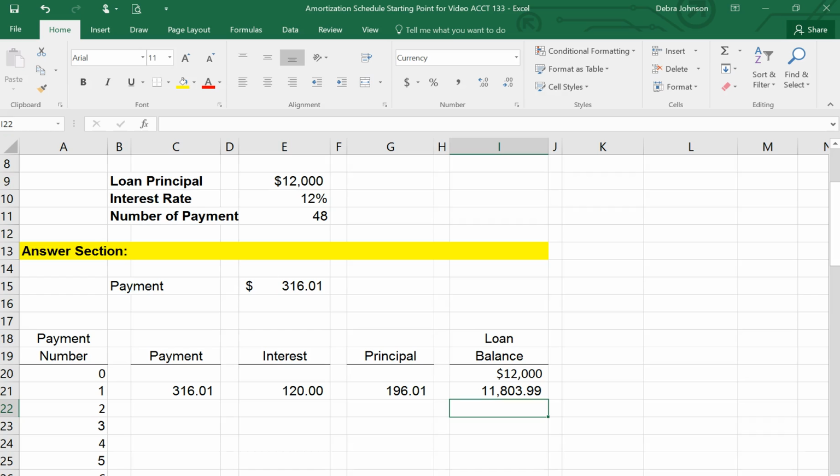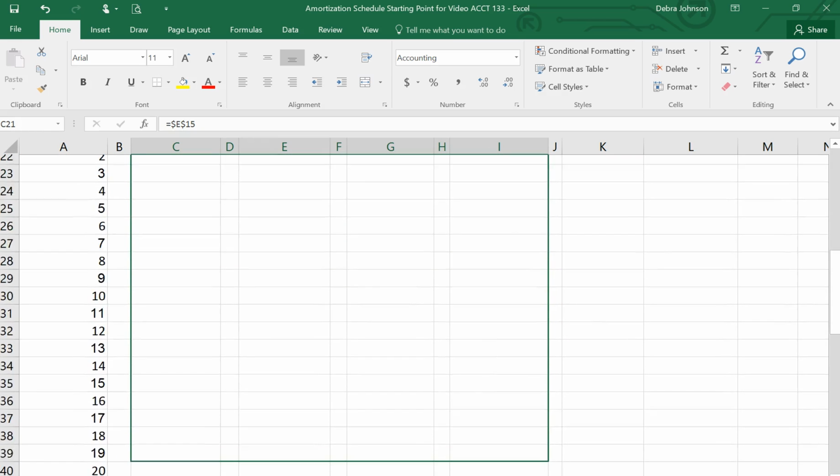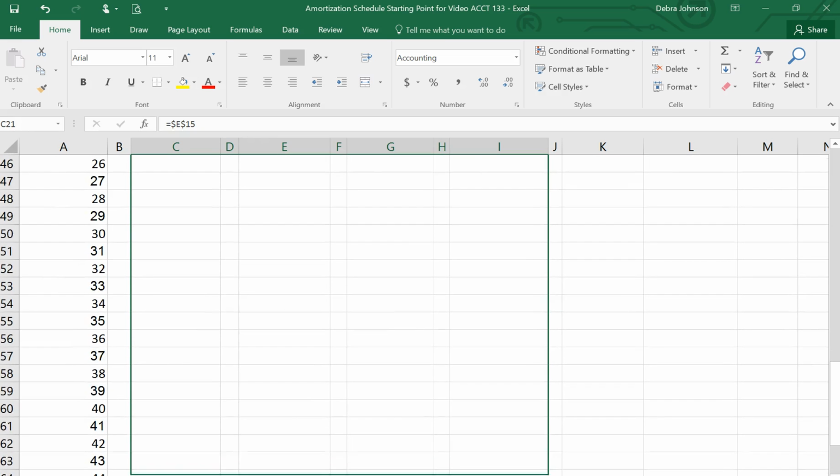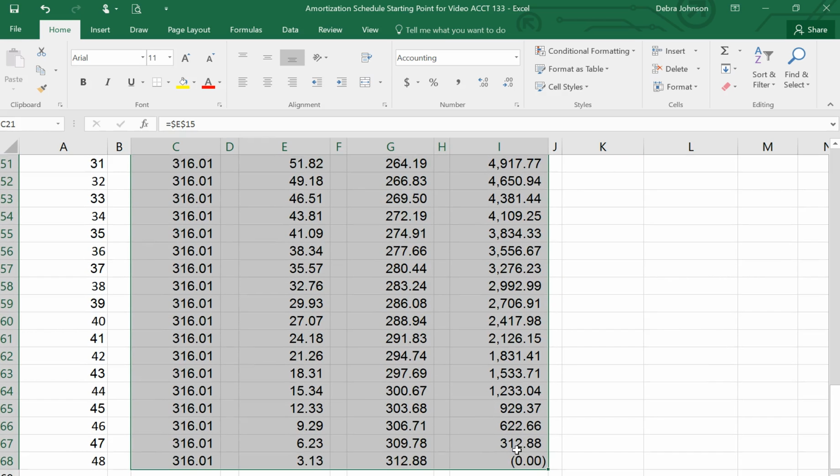If you do this problem properly, you should be able to take the entire line and copy it all the way down to the 48th payment. The way that we'll know that we've done this correctly is my ending principal balance when I'm all done should be 0. And if I go down to the bottom, you'll notice that that is the case. In this problem, it's important not to use the equals ROUND function. If you use the equals ROUND function, you'll be off by probably about 12 cents.